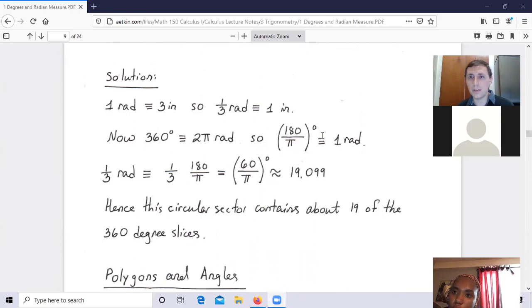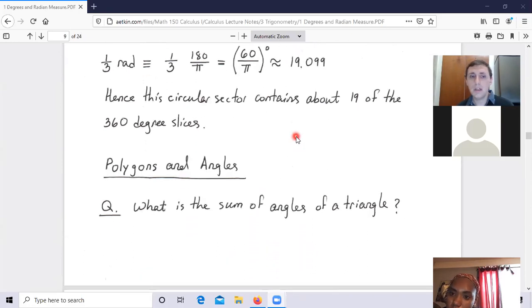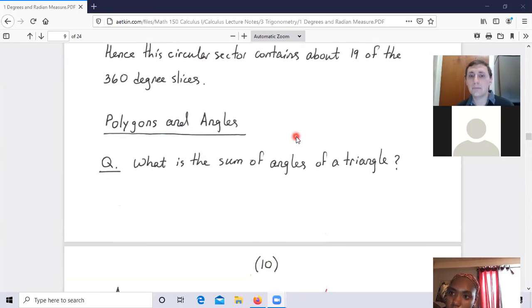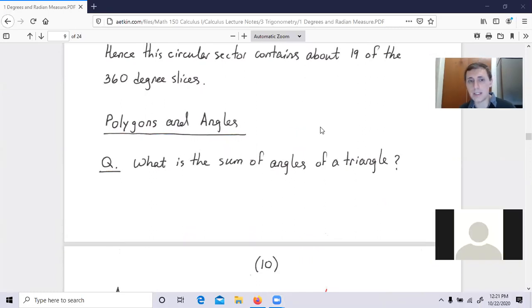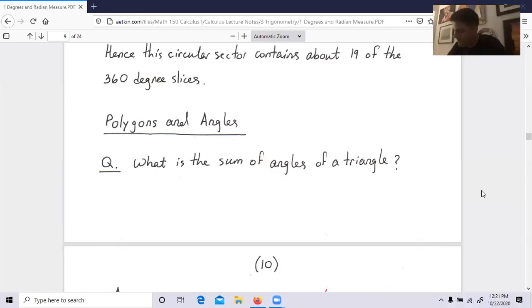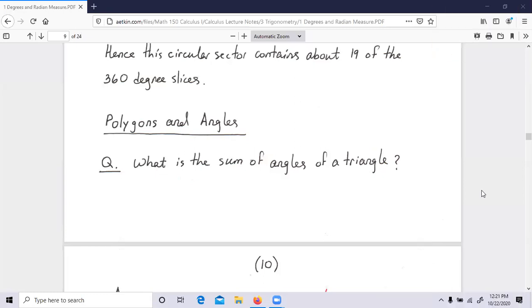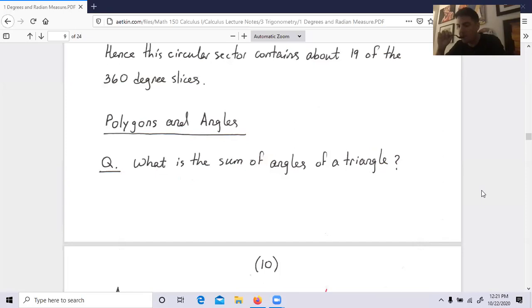Wonderful. We're moving on, guys. Everybody understands? Polygons and angles. Now let's try to do it in radians. What is the sum of all 3 angles of a triangle? Could you tell me, please? In radians, guys, we want to think in radians.